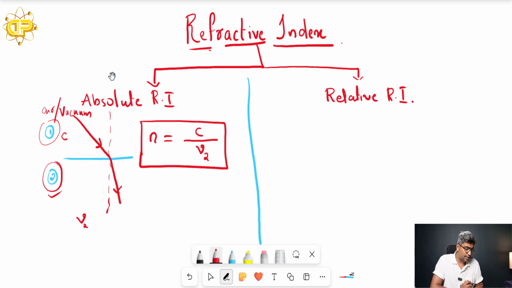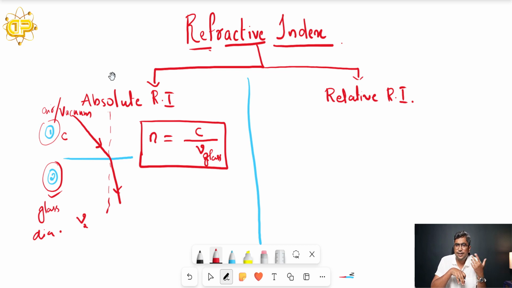If this medium is glass, then instead of the 2 you need to write glass, that is, the velocity of light in glass. If it is any other medium, like diamond, then you can say this is V diamond. It's up to the scenario, you need to find it out. This is about the absolute refractive index.